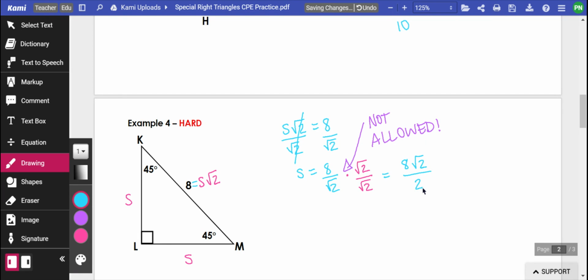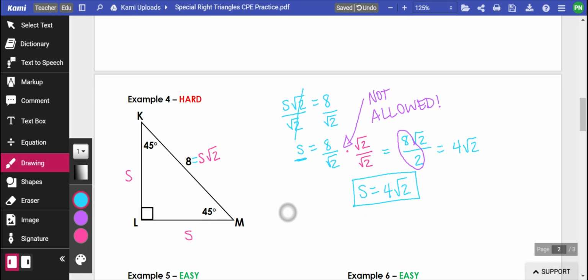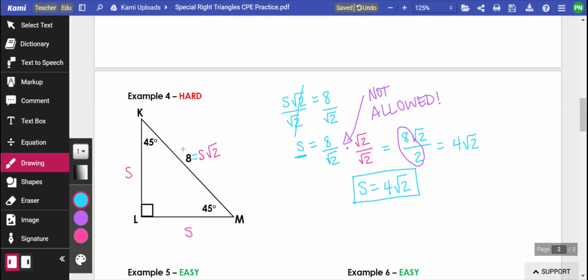And then you want to reduce this as much as you can. So I have the 8 and 2. That can reduce to 4 radical 2. So that essentially is what s is equal to. That's why this is a hard problem, because it requires a lot of work beforehand. So our s is 4 radical 2. Now we know that this side, the hypotenuse, is 8, and here our legs are going to be 4 radical 2 and 4 radical 2.